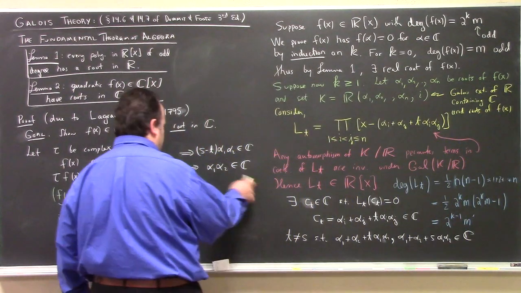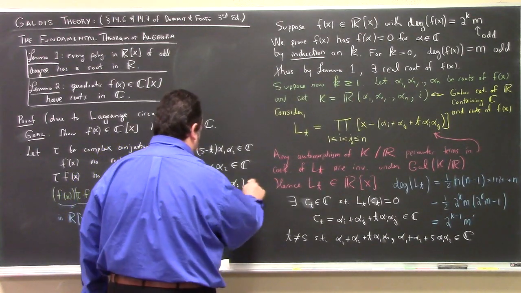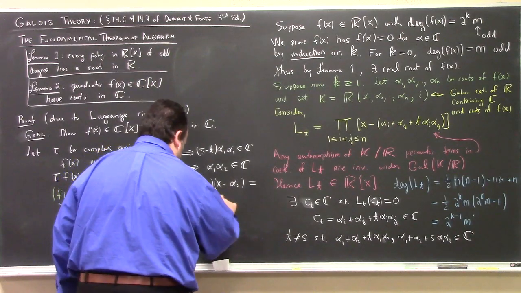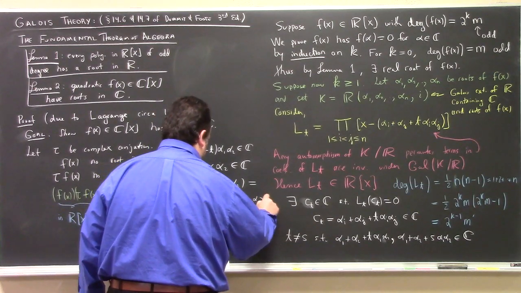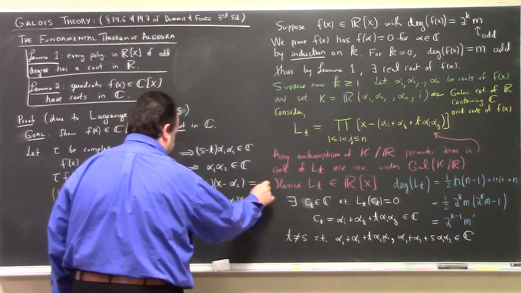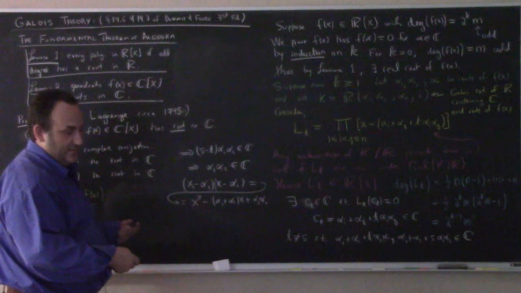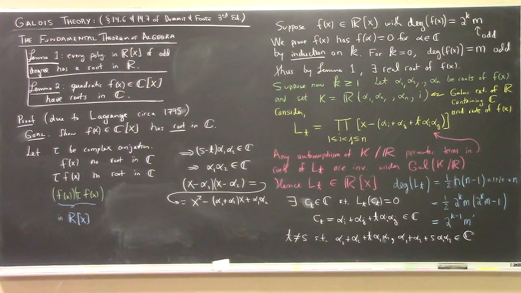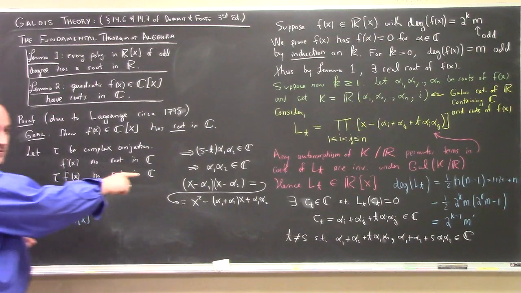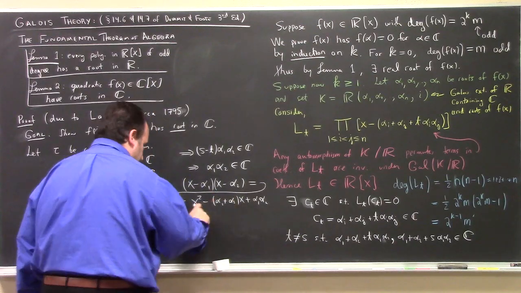So, look, notice that x minus alpha 1 times x minus alpha 2, right, is x squared minus alpha 1 plus alpha 2 times x plus alpha 1 alpha 2, right? But we can also prove that alpha 1 plus alpha 2 is a complex number. He mentions that. So you've got alpha 1 plus alpha 2 is a complex number, and alpha 1 times alpha 2 is a complex number. So that is a quadratic with complex coefficients. So what does that mean? This is a complex quadratic.